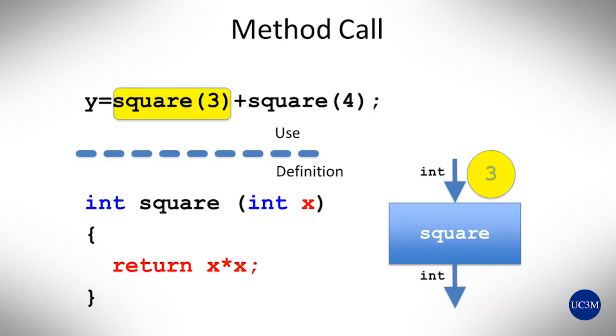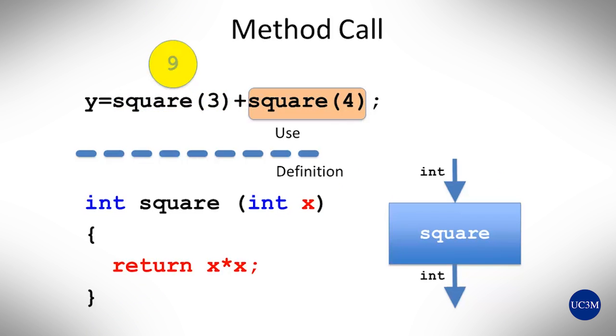This means that we have to substitute all x's by 3's. So we compute 3 times 3. The result is 9, and this is what the method call returns. 9 is now the value of the first operand of the sum. Next, we need to compute the value for square of 4.